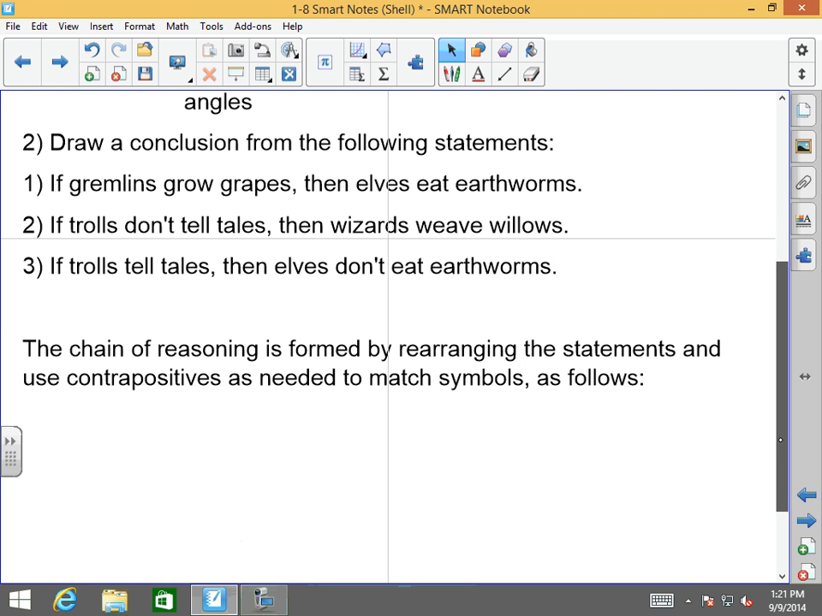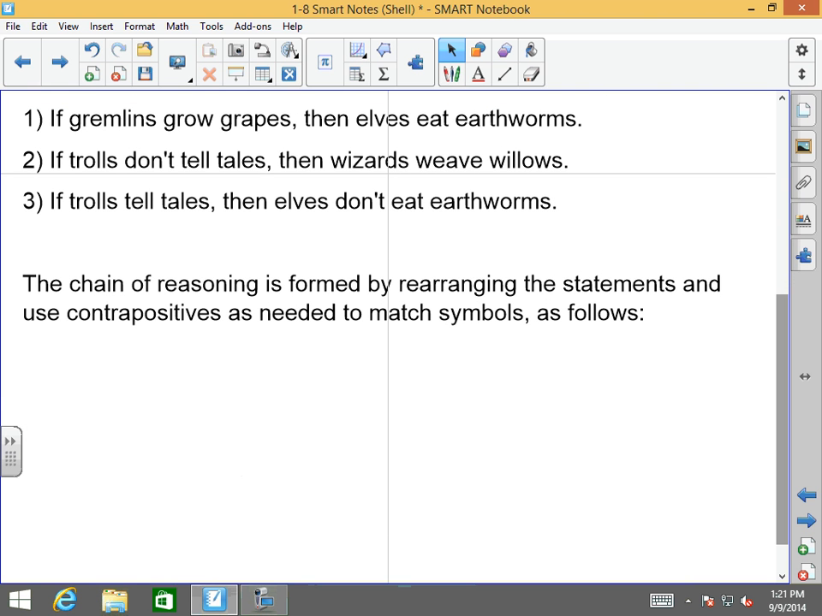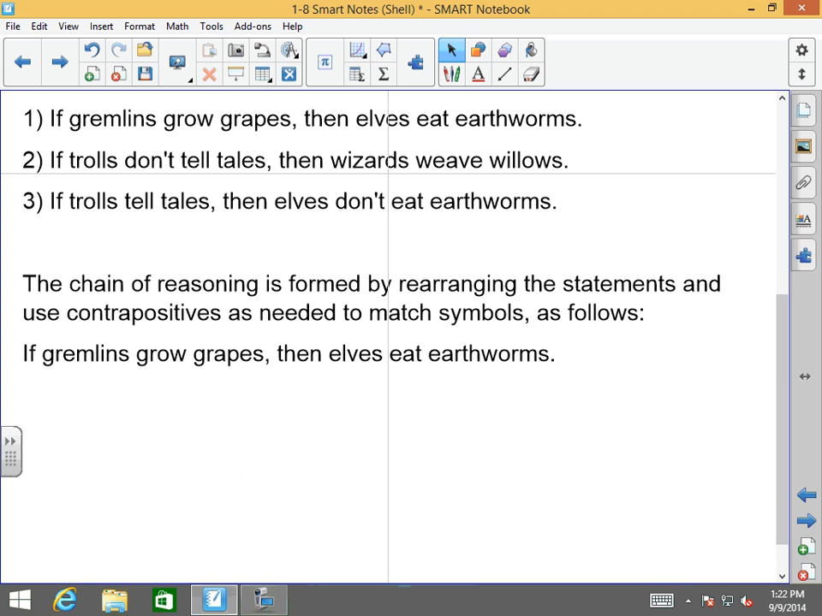I'm going to go ahead and guide you on this one, guys, because I don't think anyone's going to be able to get there. You're close. The first one would be, if gremlins grow grapes, then elves eat earthworms.